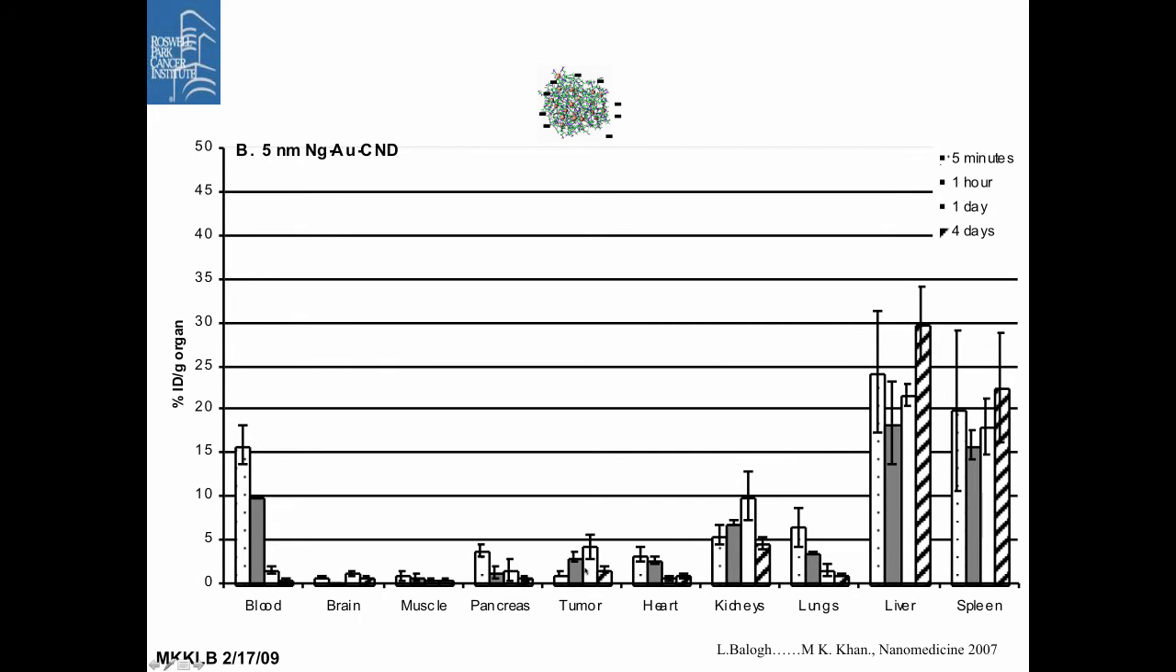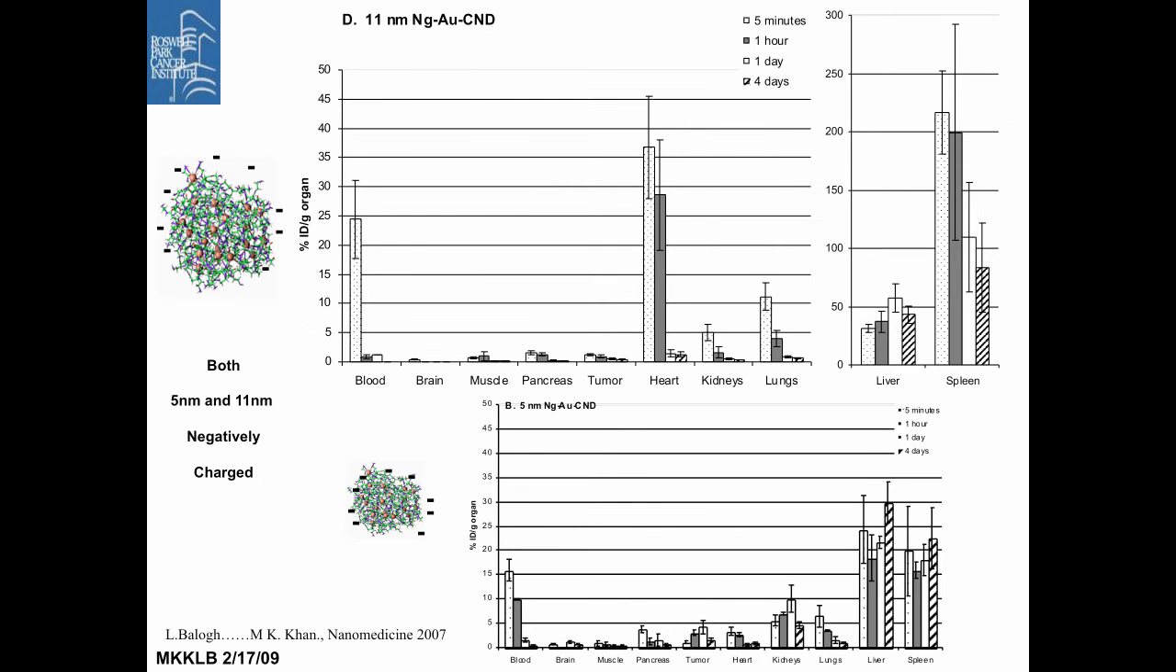And now also look at the tumor, because so much of it so quickly is going to the liver and spleen, there's less available for it to go in the tumor. And this is all due to EPR effect. This isn't even targeting. So if you want to go into a tumor, you do not want to have a highly negatively charged particle.